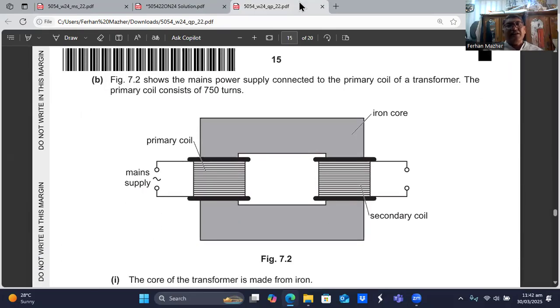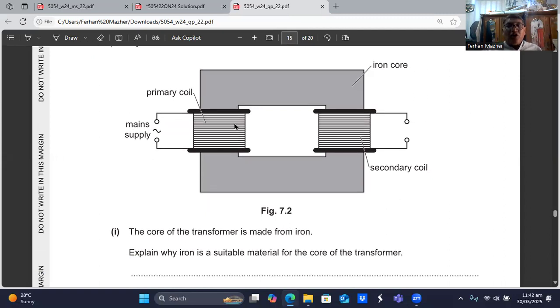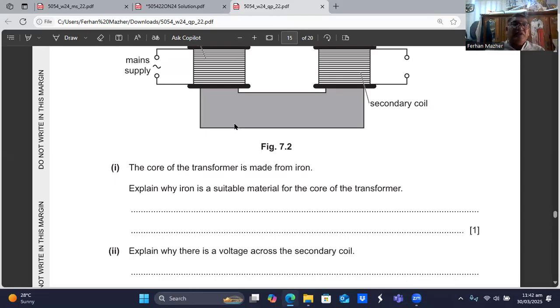Question number 7, and it's the B part. It says figure 7.2 shows the mains power supply connected to the primary coil of a transformer. The primary coil consists of 750 turns. Okay, so this primary coil, which is supplied with the mains supply, has 750 turns. The core of the transformer is made from iron. Explain why iron is a suitable material for the core of the transformer.